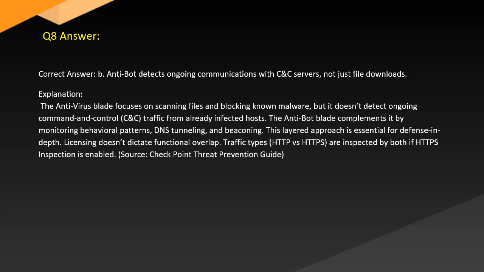Answer. Correct answer: B. Anti-bot detects ongoing communications with C&C servers, not just file downloads. Explanation. The antivirus blade focuses on scanning files and blocking known malware, but it doesn't detect ongoing command and control (C&C) traffic from already infected hosts. The anti-bot blade complements it by monitoring behavioral patterns, DNS tunneling, and beaconing. This layered approach is essential for defense in depth. Licensing doesn't dictate functional overlap. Traffic types like HTTP are inspected by both if inspection is enabled. Source: Check Point Threat Prevention Guide.